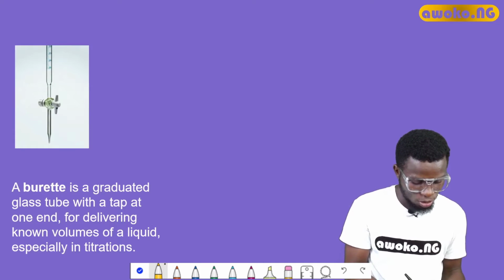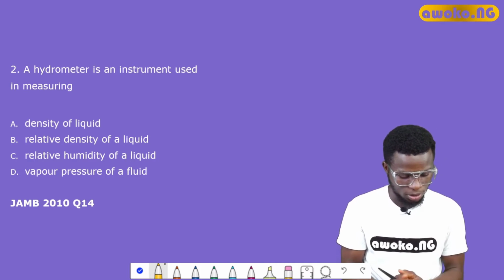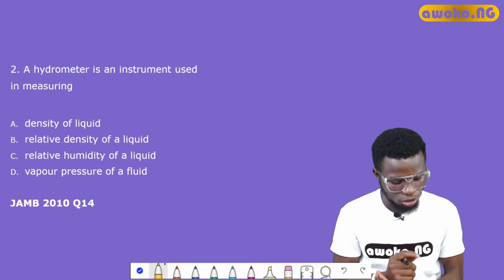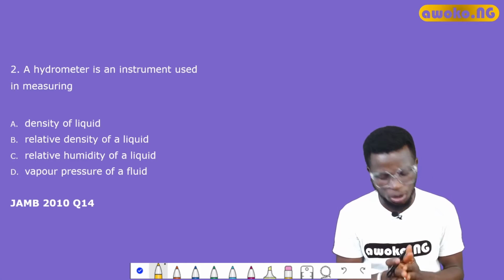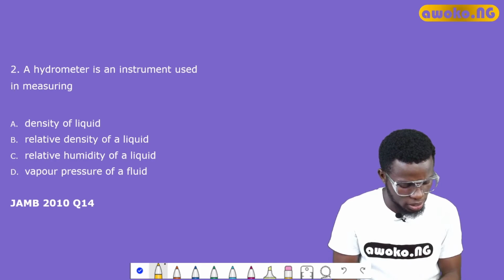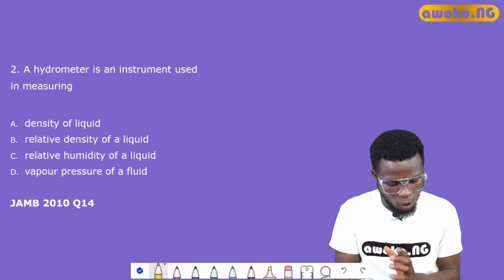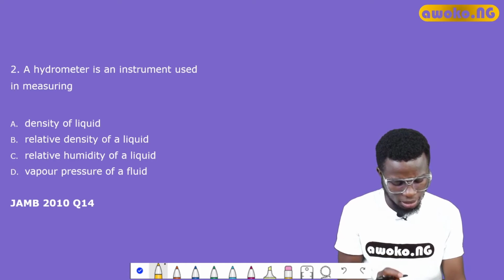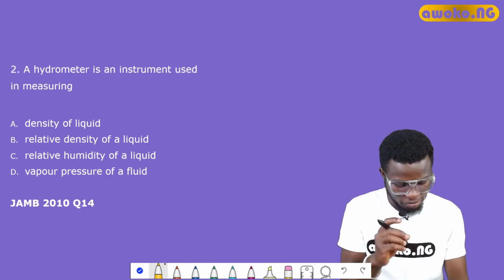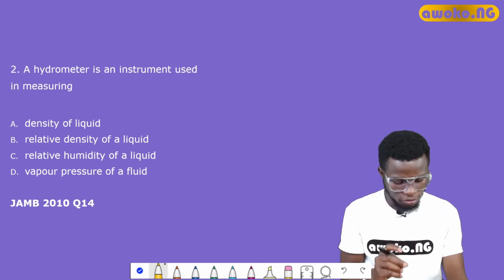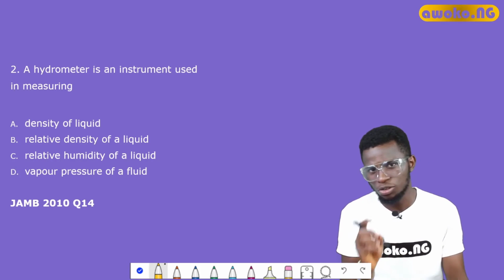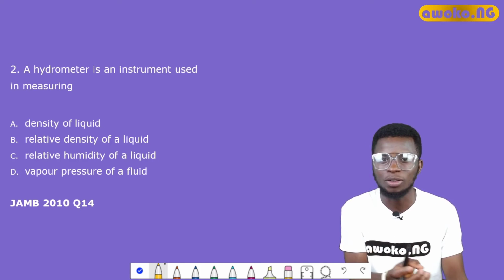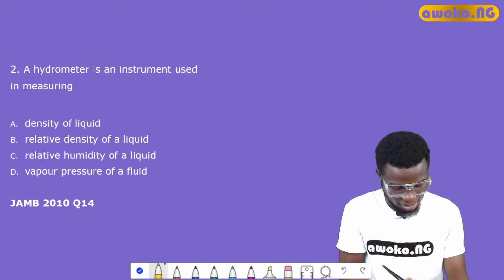Going over to the second question, it states a hydrometer is an instrument used in measuring dash. Option A, the density of a liquid. Option B, relative density of a liquid. Option C, relative humidity of a liquid. And D, vapor pressure of a fluid. And you know that when we talk about fluid, we're talking about both gases and liquids.